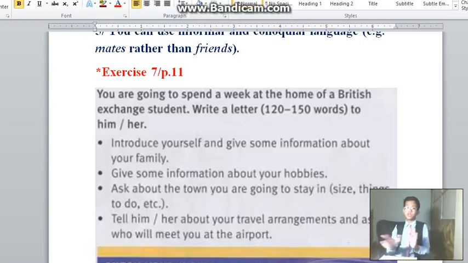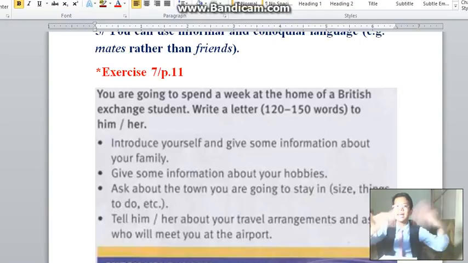What do they do, for short, okay? Give some information about your hobbies, like what do you like, what do you love eating, what do you do in your free time, okay? Ask about the town you are going to stay in, like the size of the room, the things to do, the activities we're going to take part in, etc. Tell him or her about your travel arrangements and ask who will meet you at the airport. Like who will pick you up at the airport? Who will take you home?